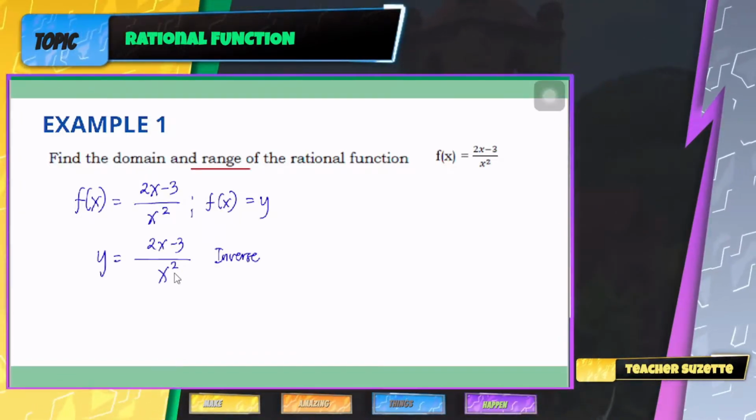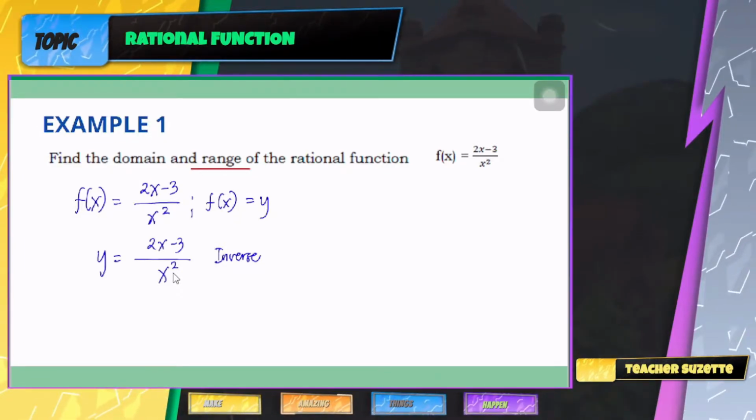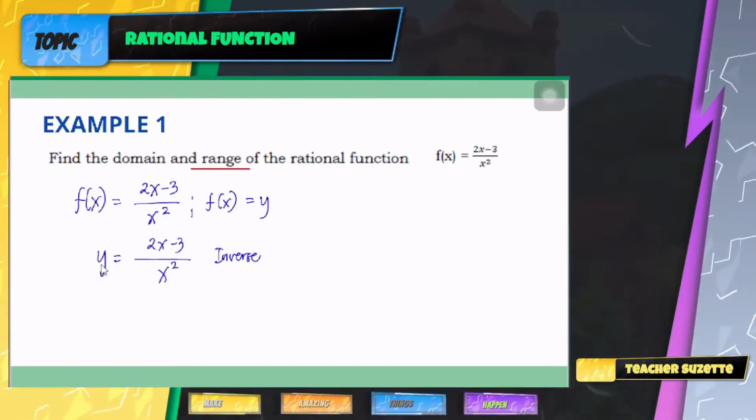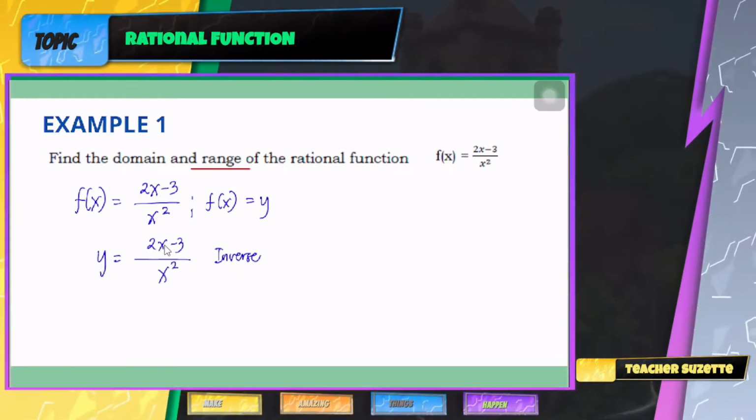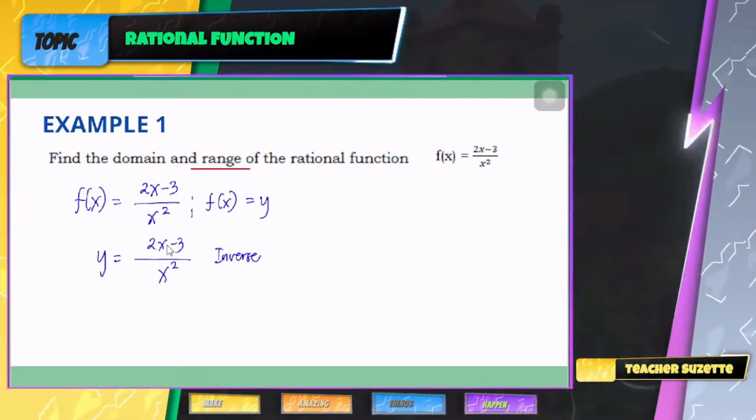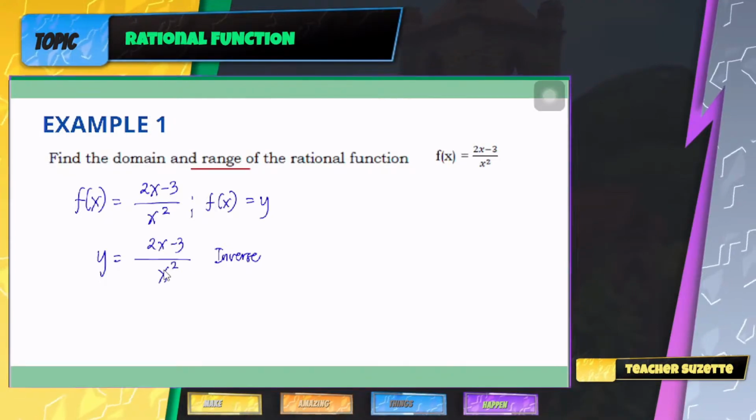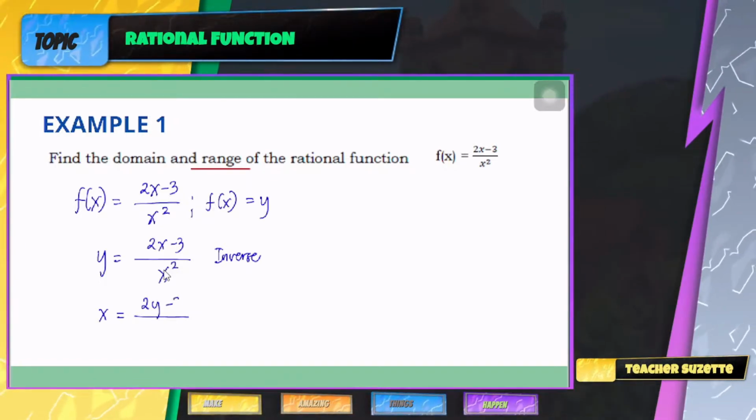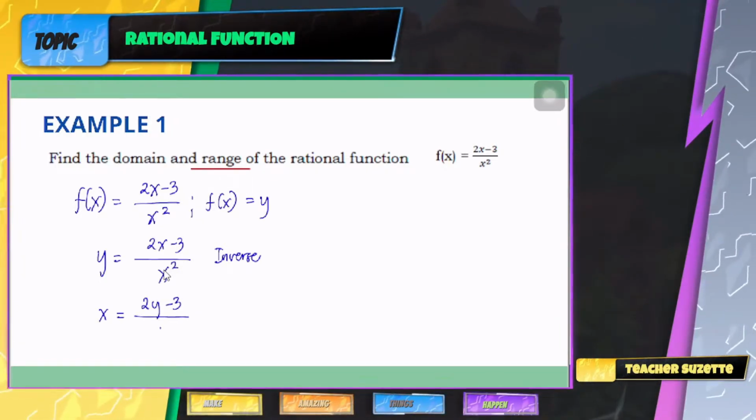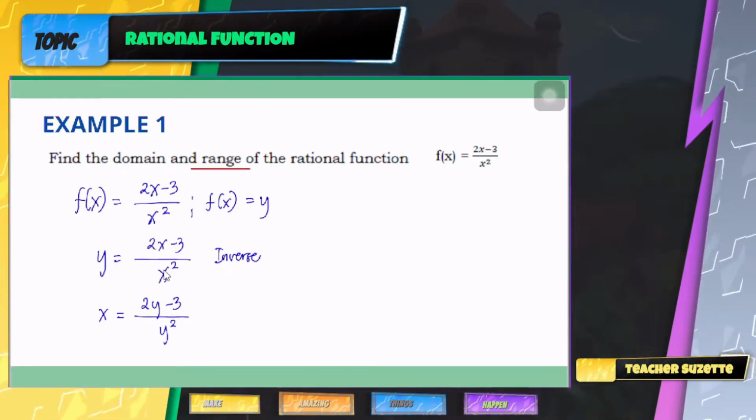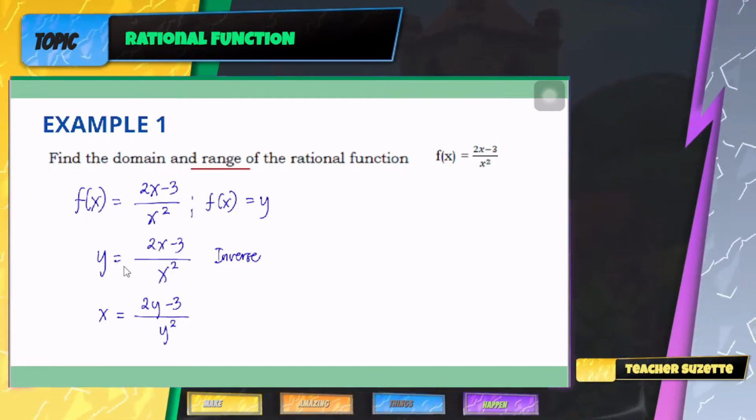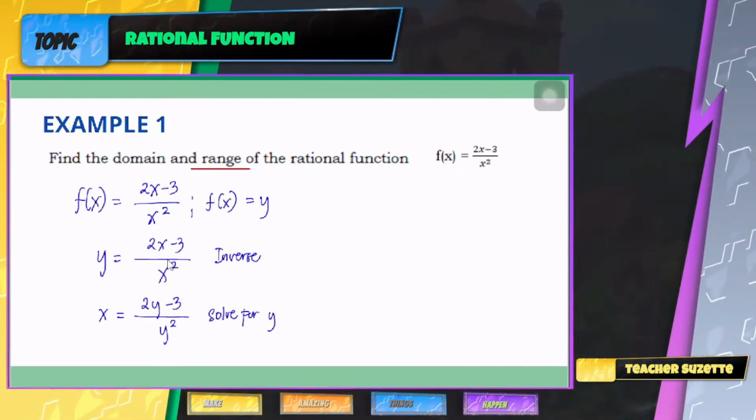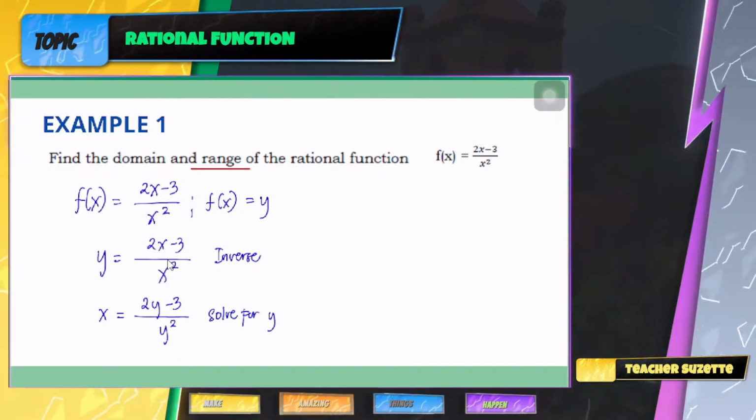We get the inverse by interchanging the position of x and y. That means your y will be replaced by x, and your x will be replaced by y. That is how we get the inverse of the original function. So, x is equal to 2y minus 3 all over y squared. There, we have the inverse of our original function. Now, the next step is to solve for y in terms of x.